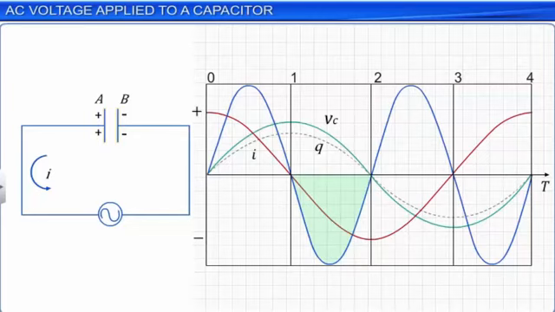In the third time interval, 2 to 3, the value of current keeps increasing. Here, as the current now is in the opposite direction compared to the last interval, the charges on the two plates effectively interchange. Plate A is now negatively charged, while plate B holds positive charges.